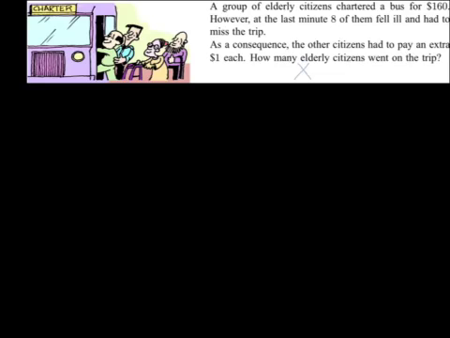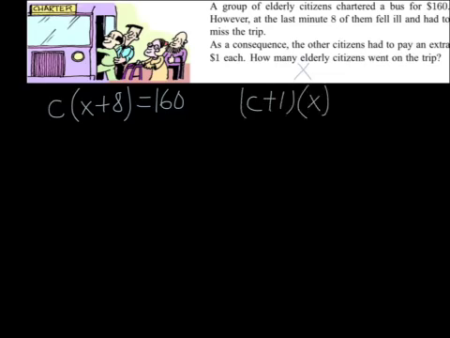So we start with looking at before. Before they went on the trip, they were scheduled to pay some amount of dollars. That final amount plus 8, because there were 8 more of them originally, and that's how we got our $160. What ended up actually happening, though, is they all paid $1 extra, and then our original X, only X of them went on the trip, and they still had to pay the same $160.